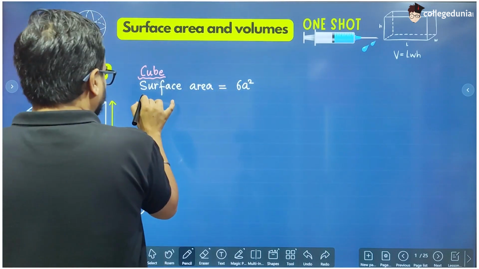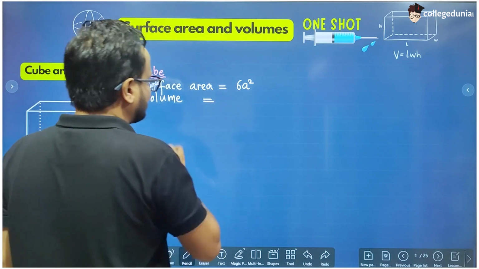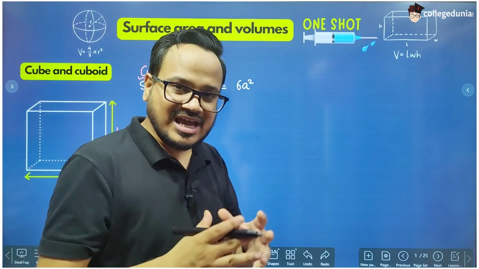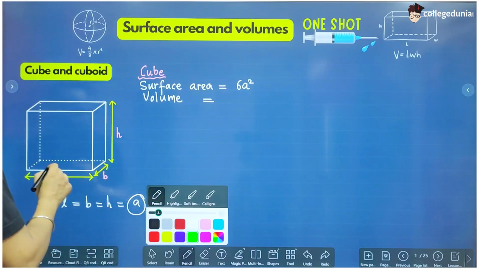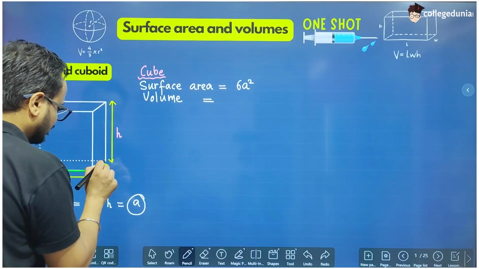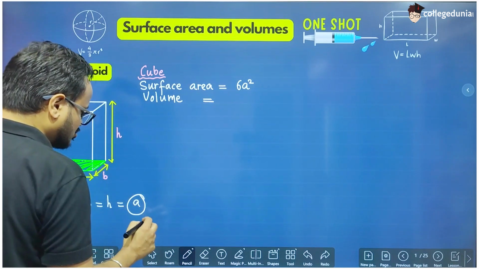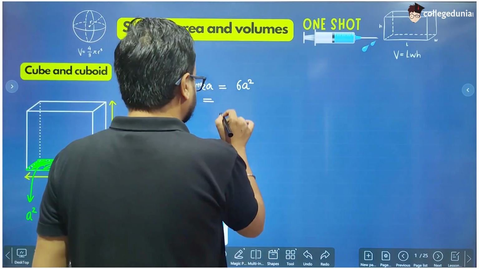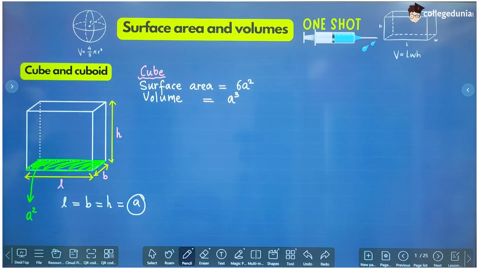And what is the volume of cube? Volume of any three-dimensional body is always the area of the base into height, right? Volume is simply the area of base into height. This is the base, which is a square whose area is A square, and height is also A. So the volume is A square into A, that is A cube, right?